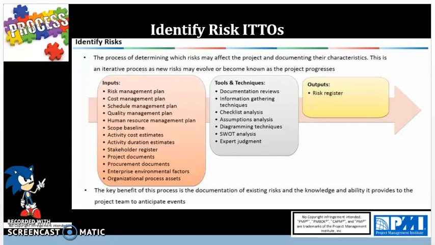So just to run down, we have the risk management plan, cost management plan, schedule management plan, quality management plan, human resource management plan, scope baseline, activity cost estimates, activity duration estimates, stakeholder register, project documents, procurement documents, EEFs, and OPAs. By taking into consideration all these inputs, we can now get a holistic picture of all of the types of risks that we can plan for and identify in this process.